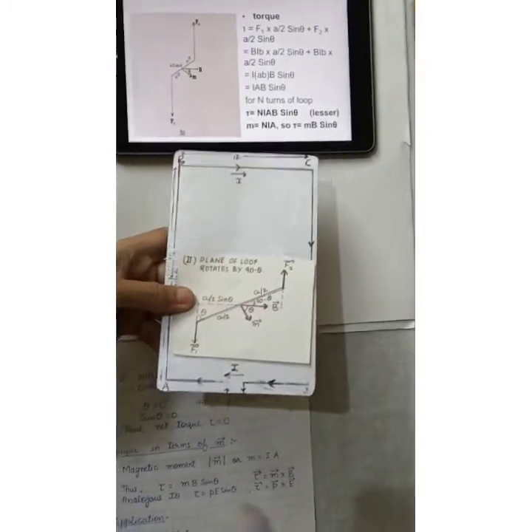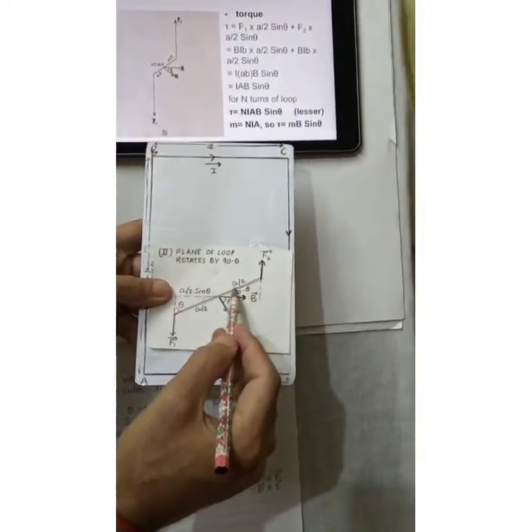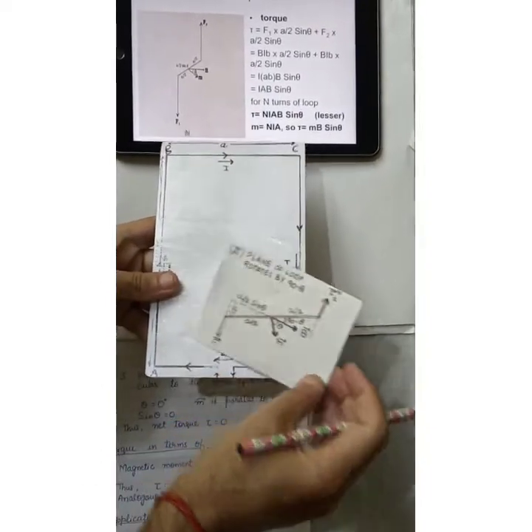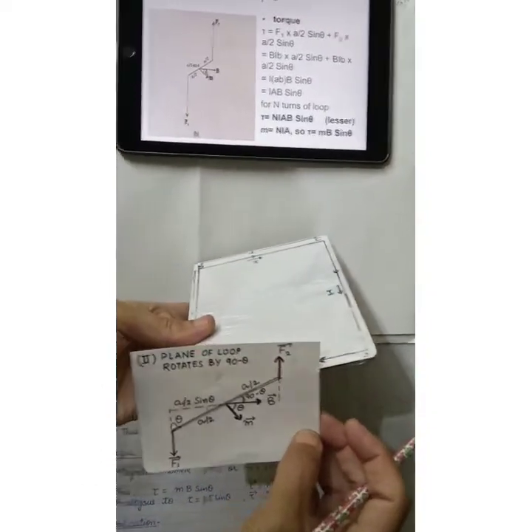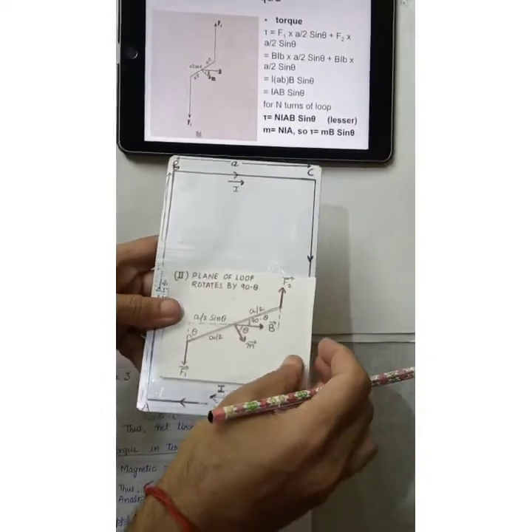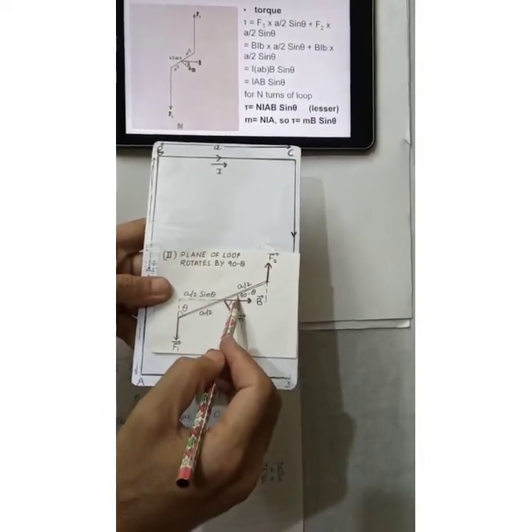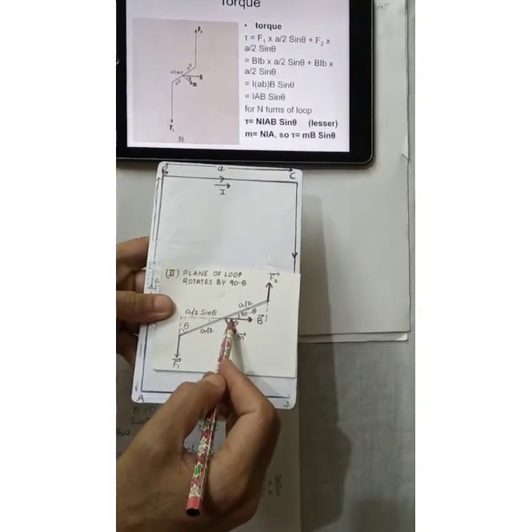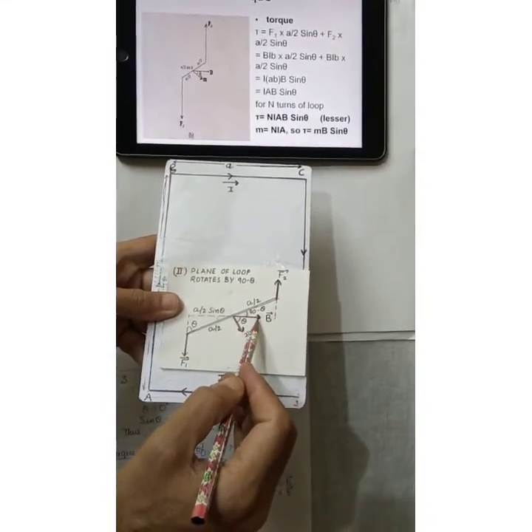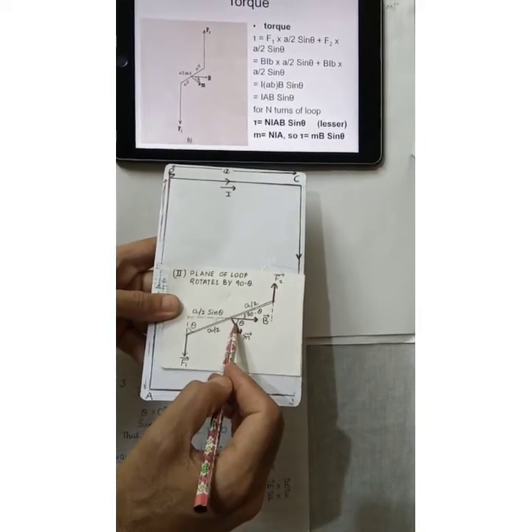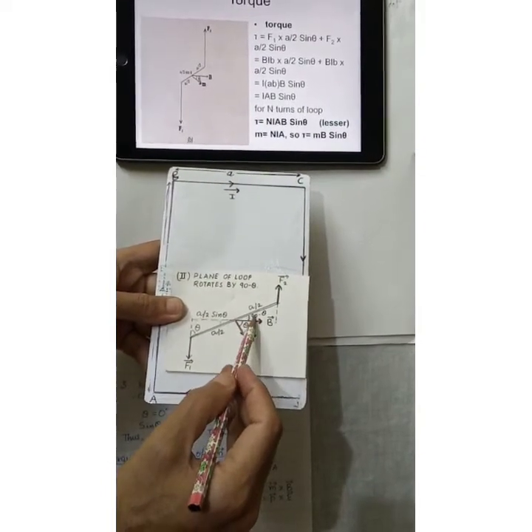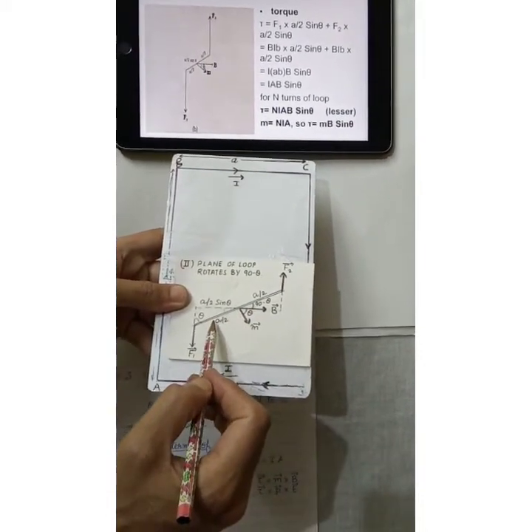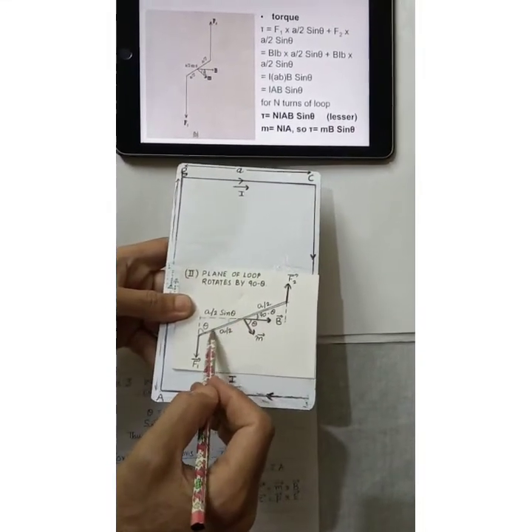So here, this is the loop. This is the loop shown like this. This is 90 minus theta, the magnetic field. The magnetic moment and magnetic field make theta angle. Theta plus 90 minus theta is 90. This is A by 2.